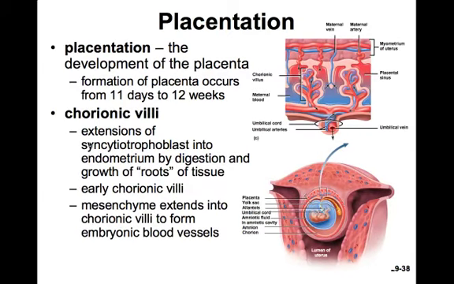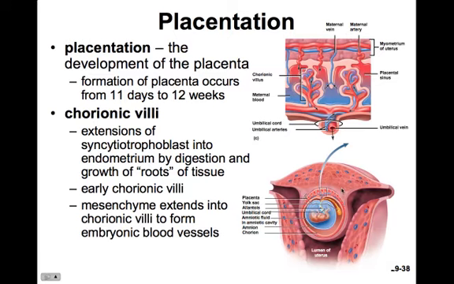So now let's take a quick look at how the placenta develops, or placentation. The formation of the placenta occurs between 11 days and 12 weeks. And as I've already introduced, the chorion produces chorionic villi, little extensions of the syncytiotrophoblasts that burrow into the endometrium by digestion and growth of roots of syncytioblast tissue into the endometrial layer. These are the early chorionic villi. You can see them here.